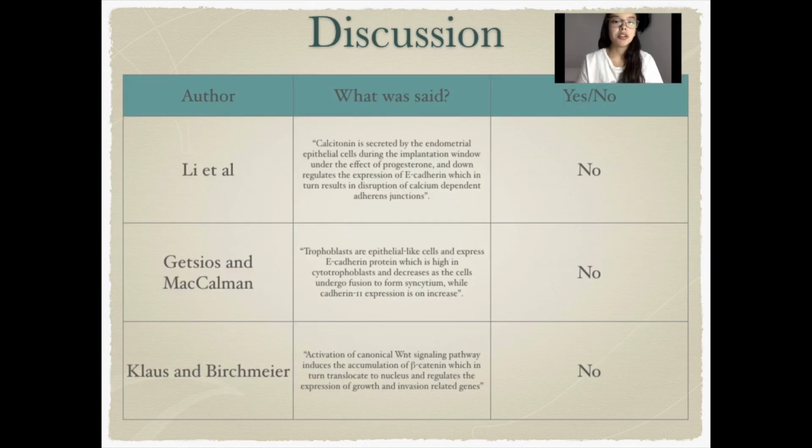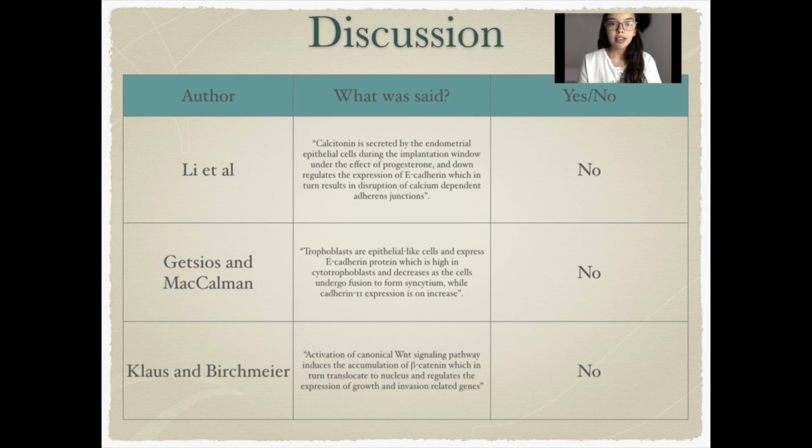Now for the discussion, we're going to analyze whether what was said by the authors was supported in the experiment. Lee et al. said that calcitonin is secreted by the endometrial epithelial cells during the implantation window under the effect of progesterone, and this downregulates the expression of E-cadherin, which results in disruption of calcium-dependent adherence junctions. This was not supported by the experiment because we saw that there was an increase in the amount of adherence junctions.